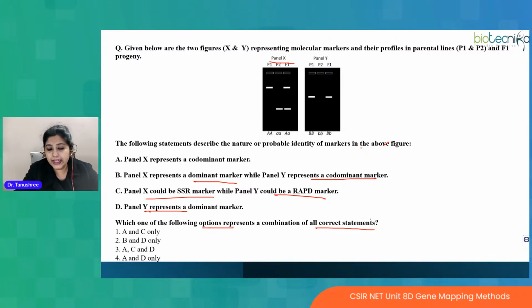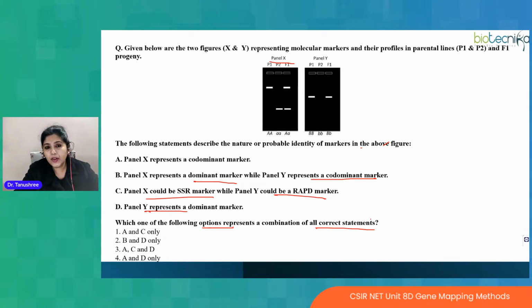Now again, these types of questions are very scoring. Subunit D is not only important from the exam point of view, but it is also a very scoring subunit. You can easily score 4 marks. All you need to do is recall the concept. You need to learn how to analyze the given data, the figures, the tables.